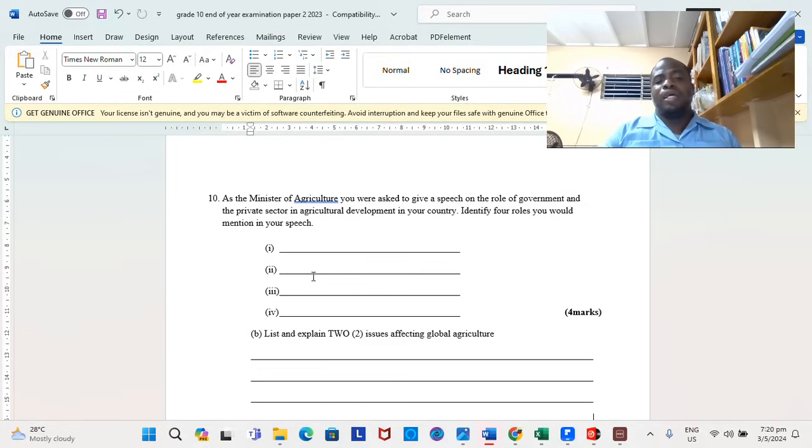The government is responsible for providing the infrastructure, the proper roads. A farmer may be living in a rural area, but just to get access to where his farm is, it's a problem because the roads are not there. No vehicle, no public transportation will want to go that side.